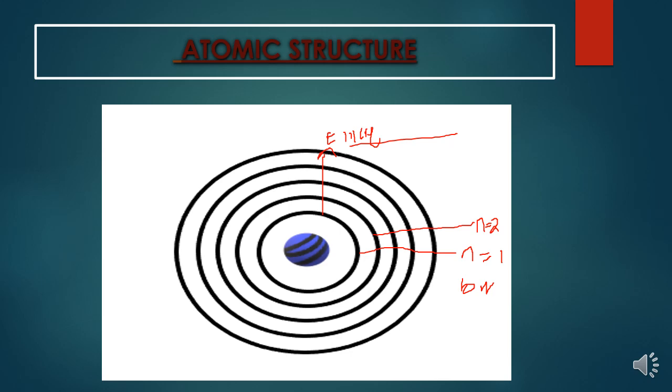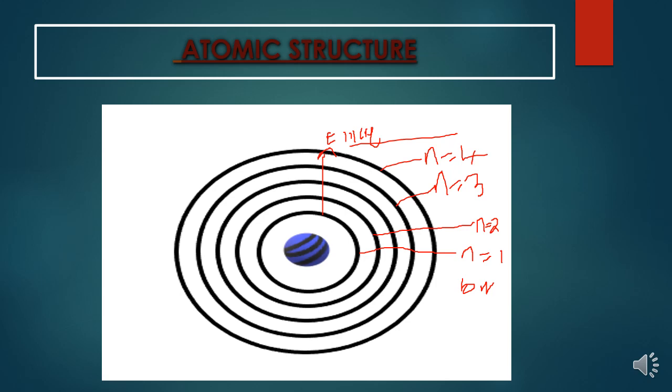The third shell is n is equal to 3. Don't mind the way that I'm writing. The fourth shell is n is equal to 4. And the number of shells continues to increase.